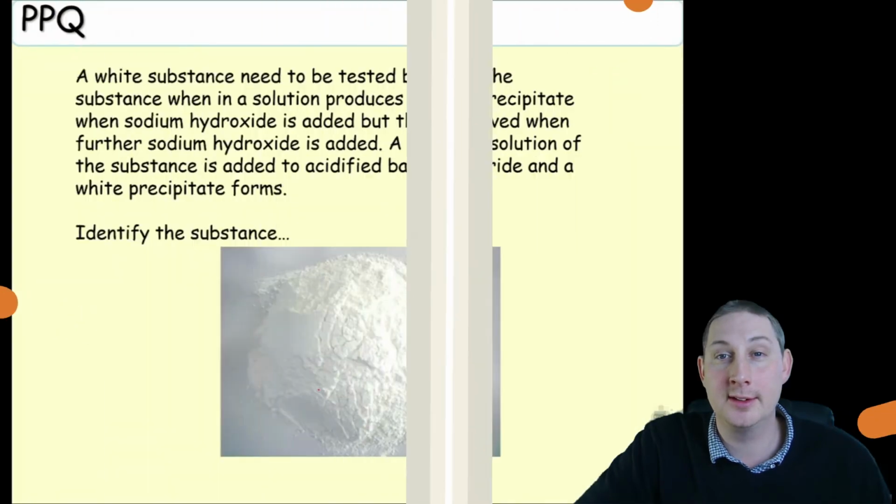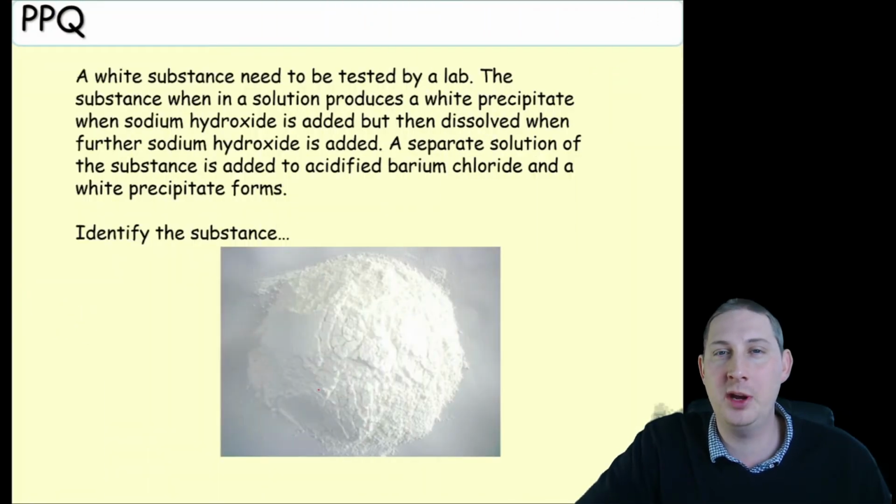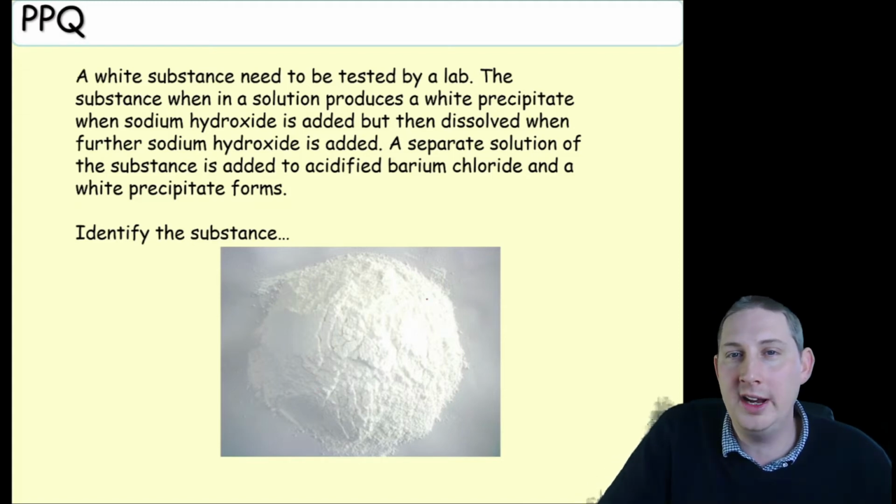Now you have all the tests at your disposal, we can start asking some of the more interesting questions. A white substance needs to be tested by a lab. The substance, when in solution, produces a white precipitate with sodium hydroxide. What does that mean?